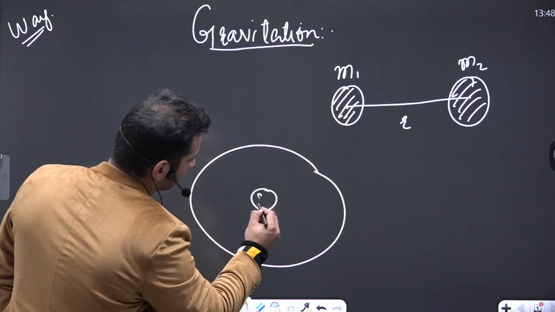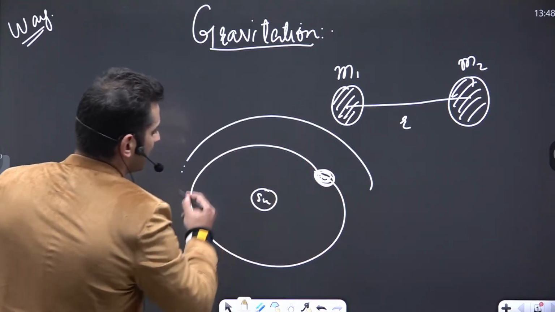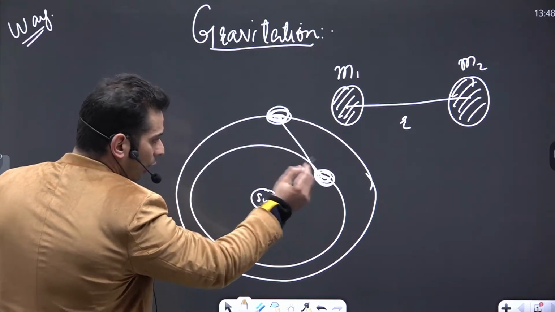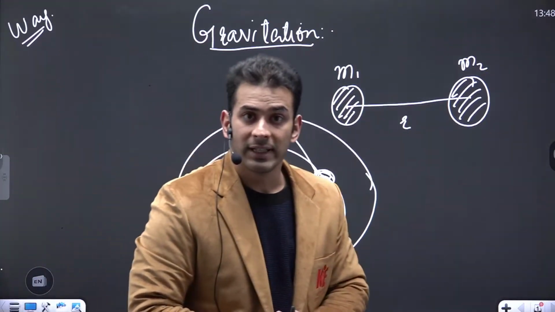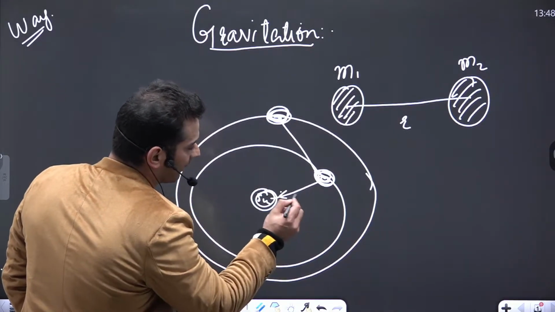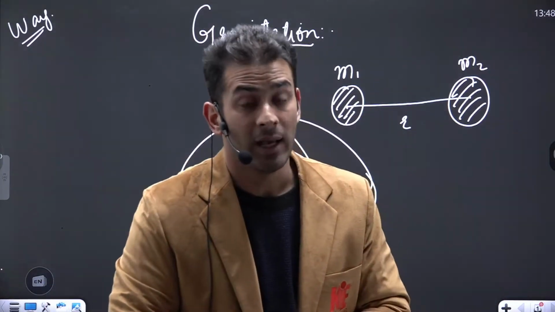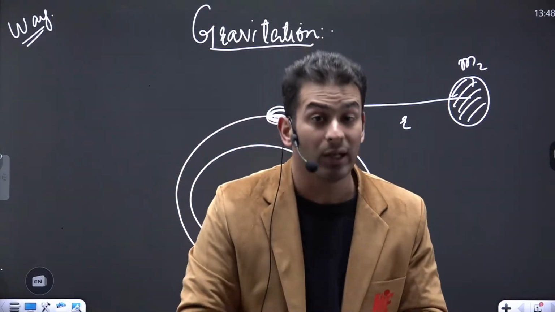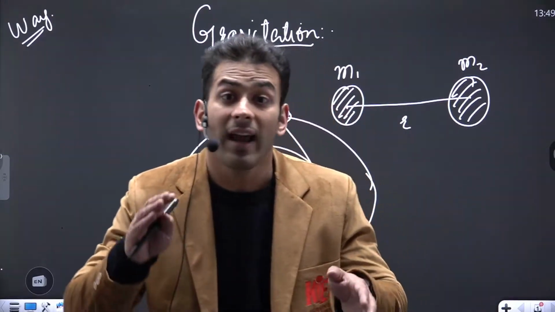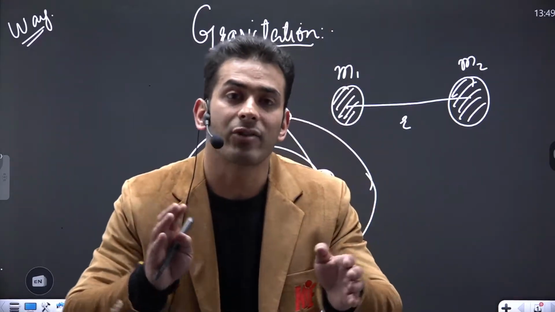This is the Sun. This is planet Earth. This is some other planet. So this planet is also attracting Earth. Same is the case with the Sun. The Sun is attracting Earth towards itself and Earth is attracting the Sun towards itself because they are having mass. So beta, I would like to conclude by saying that if there are any two masses, they will try to attract each other.